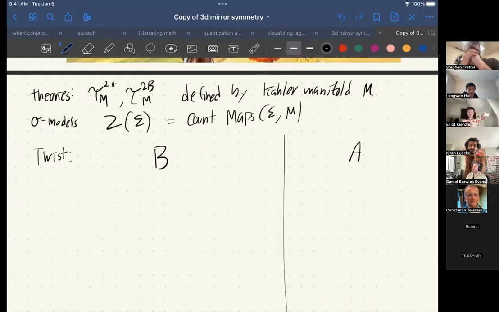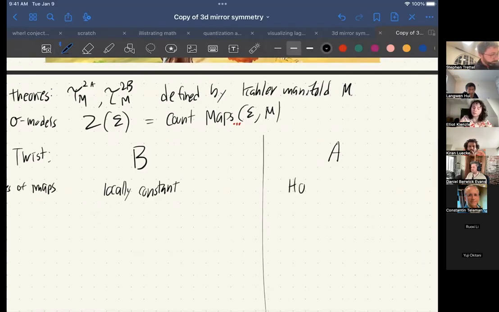Now, of course, there are many, many maps from a surface into M. So what this count means and exactly what type of maps we're considering is essential. That's what the A and the B twist do: they control which sort of maps you're looking at. The B twist will look at locally constant maps, which in this case are just constant maps, whereas the A twist is going to be looking at holomorphic maps. That is, we put some sort of complex structure on our surface. We already have a complex structure on our target because it's a Kähler manifold, and we're saying those two complex structures agree.